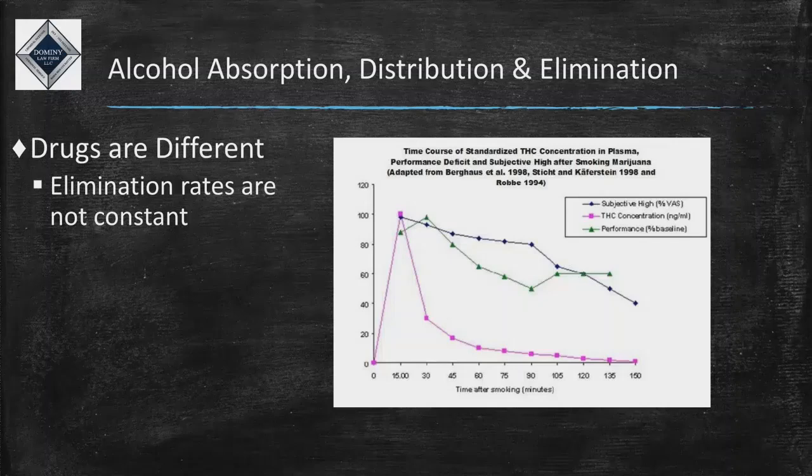But what's interesting on this slide is you can see the blue line and the green line. The blue line is what the smokers in this study reported as their subjective feeling high, and the green line is their performance on psychomotor tests. Neither their subjective high nor their performance was correlated with the THC level. THC level was way high at the beginning, and by the time they were feeling it and performing poorly, it was really low. So that's just an example of how the pharmacokinetics of drugs are different than alcohol.